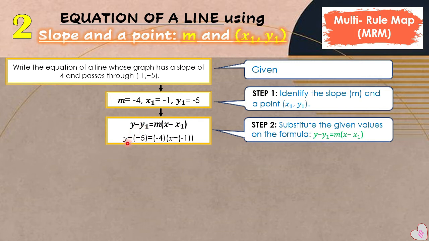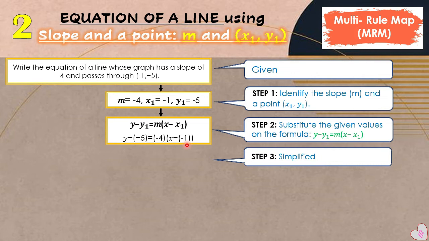So we have y minus, for the value of y sub 1, we have negative 5 equals m. For the value of that one, we have negative 4 times the quantity x minus x sub 1 is equal to negative 1. Step 3, simplified form, we will have y times negative, we have positive, so we have plus 5 equals negative 4 times quantity x, negative times negative, we have again positive, so we have plus 1.